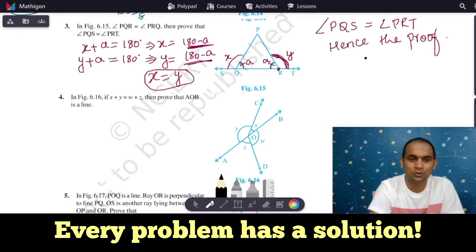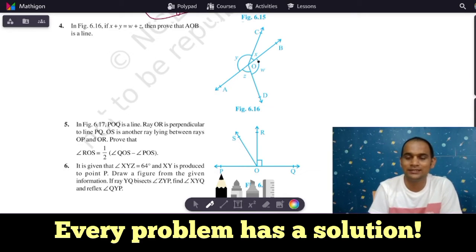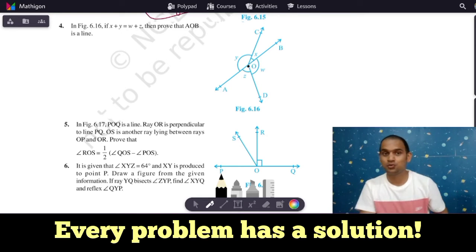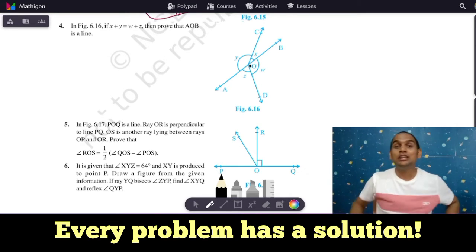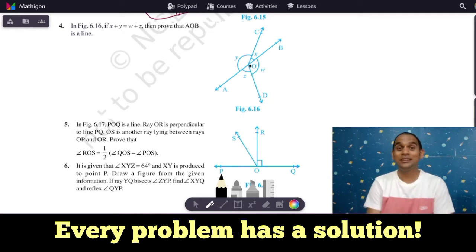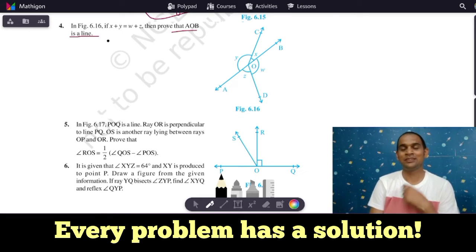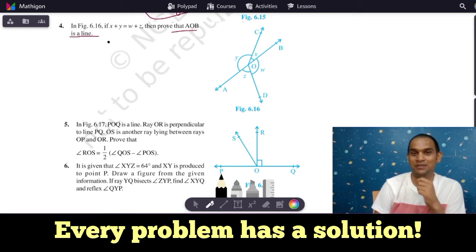Okay. Let's get going to the next question. The next question says in figure 6.16, if x plus y equals w plus z. Now, my dear students, over here, you cannot use linear pair axiom. Why? Because it is not given for us that they are straight lines. Over here, we have to prove that AOB is a straight line. I hope that makes sense.